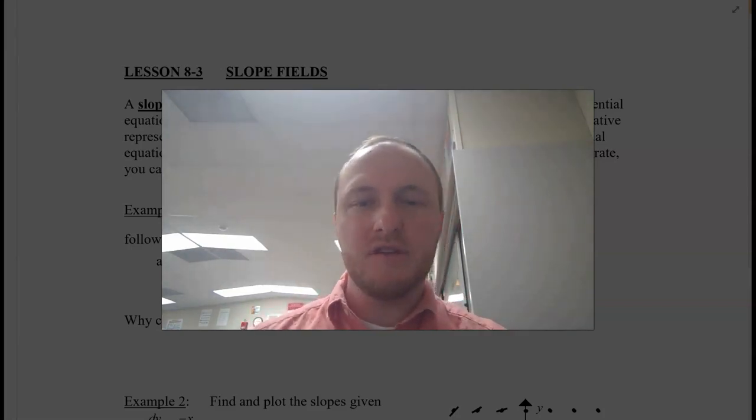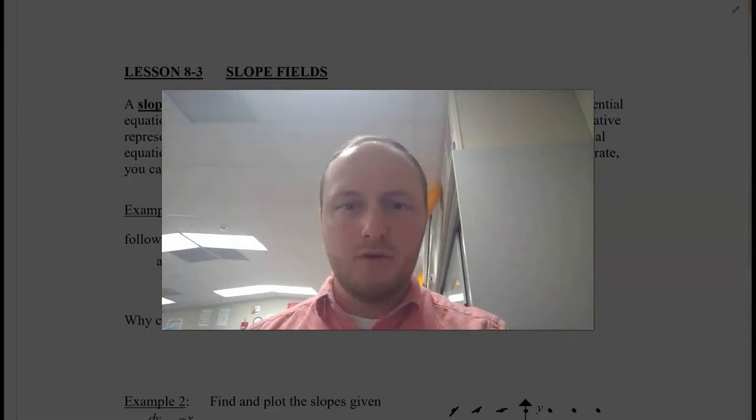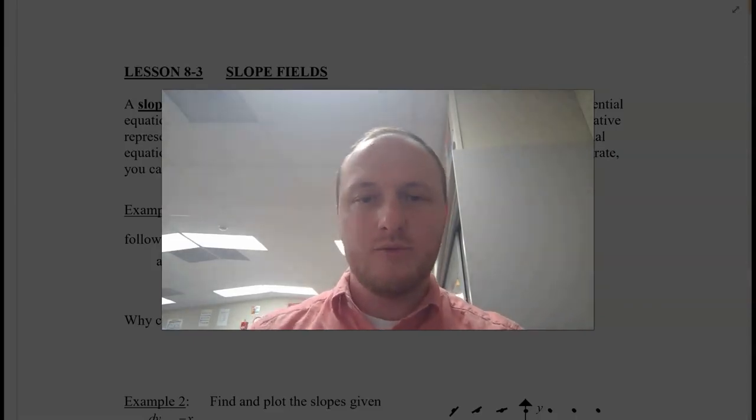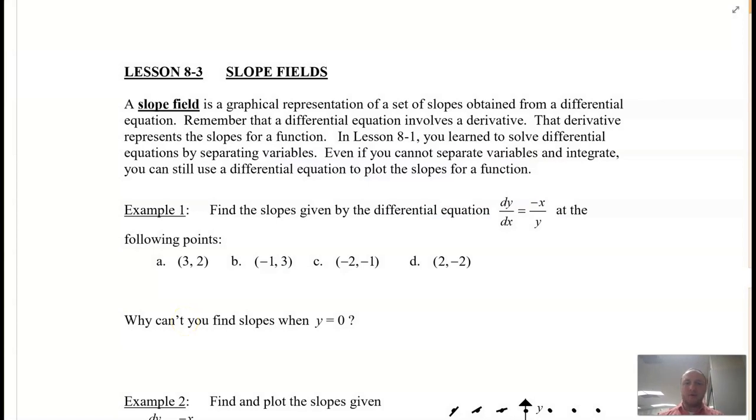We are talking slope fields, and in this video, we're going to take our knowledge of differential equations and apply it graphically into one application, which is called slope fields. A slope field is a graphical representation of a set of slopes obtained from a differential equation. Remember that when we take a differential equation, that's a derivative, and it can represent slopes of a function.